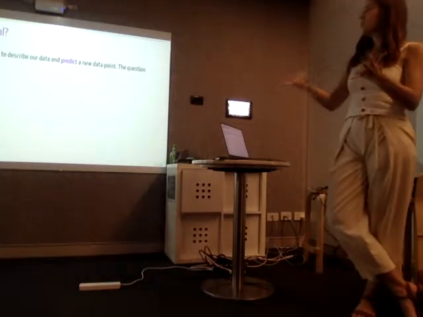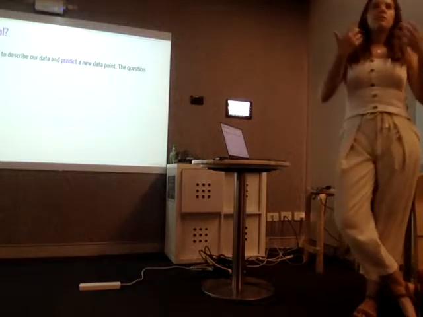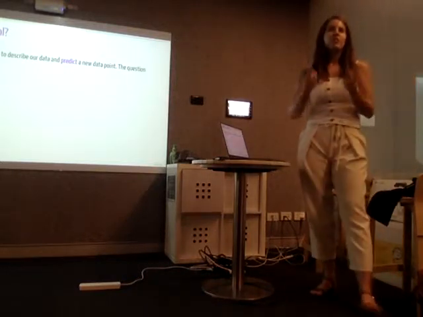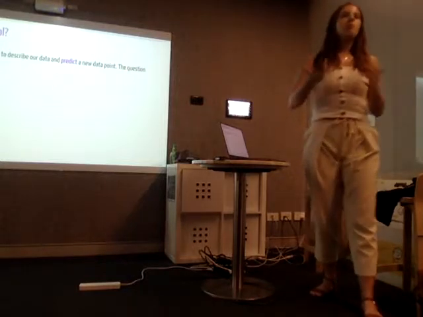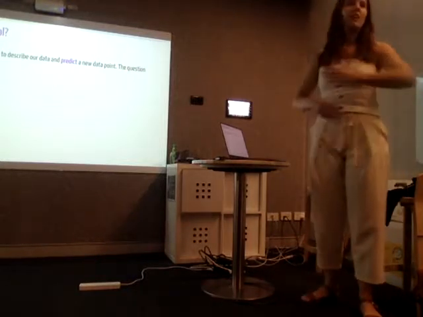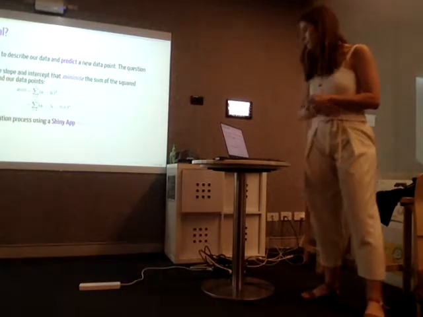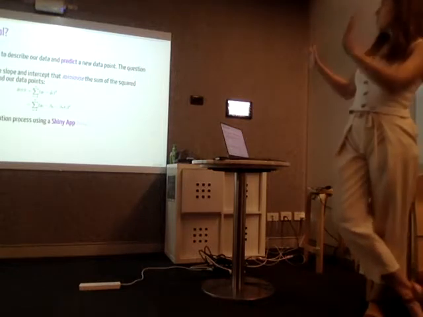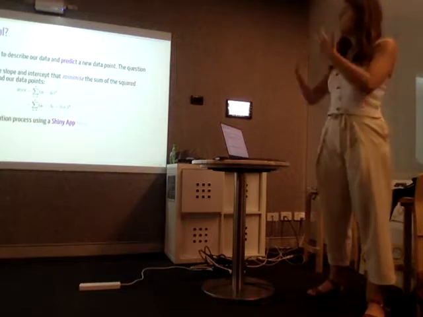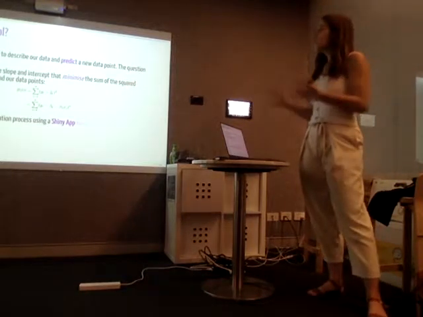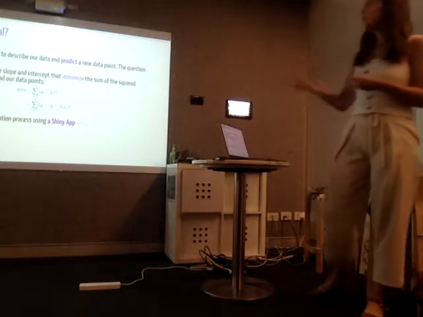So what we're going to do is use a linear function just to describe our data and predict a new data point. And the million-dollar question in all machine learning problems is, what is the optimal function? Or in this case, what is the optimal line? There are many different lines that could fit between all those data points. You don't have to worry about doing this maths by hand every time you do a machine learning method. But just to show you, one way to do this is to find the slope and intercept that minimize the sum of the squared residual data points.